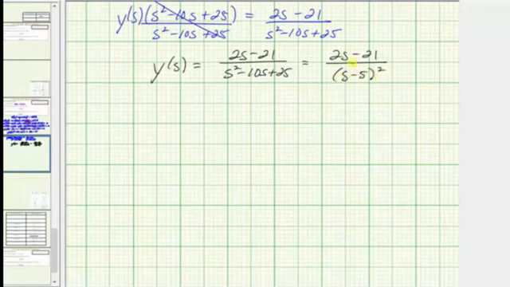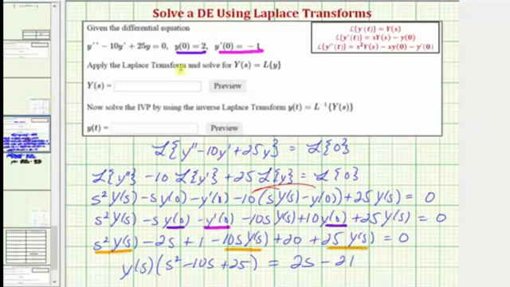Our question does ask for big Y of s, which we can enter in this form or this form. I'm going to go ahead and enter this form here. Again, big Y of s equals the quantity 2s minus 21 divided by the quantity s squared minus 10s plus 25. Now we actually want to solve the initial value problem by determining little y of t by finding the inverse Laplace transform of big Y of s.